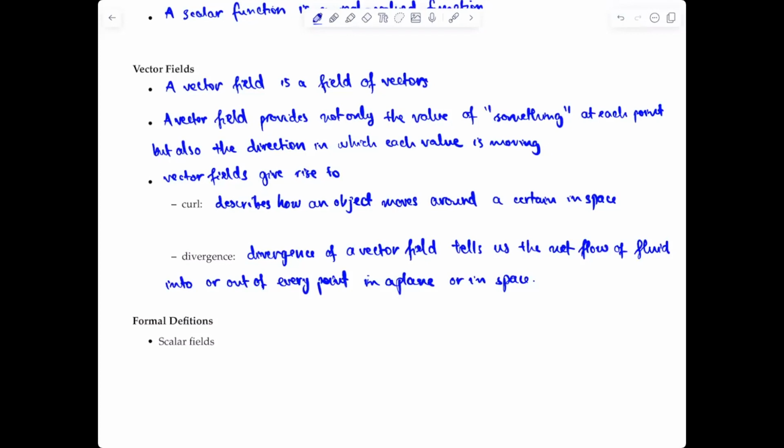Right. So the divergence of the vector field and the curl. The divergence of the vector field is going to be the dot product. You will see that when we get to this lecture. And the curl is the cross product.